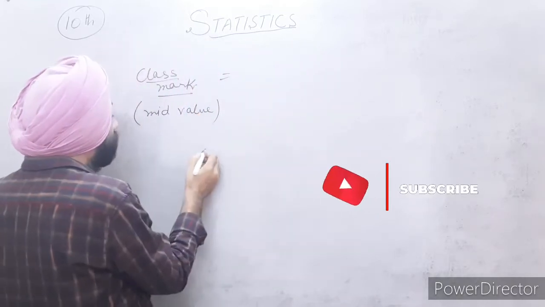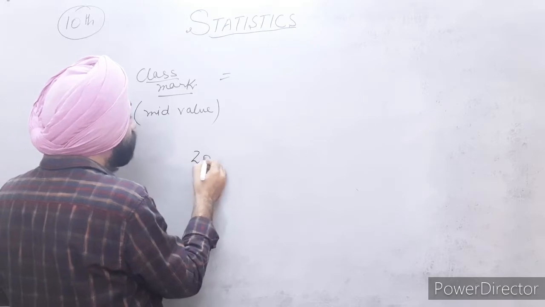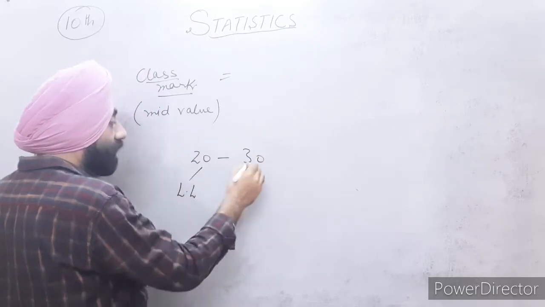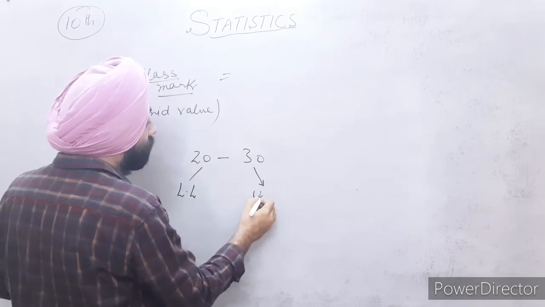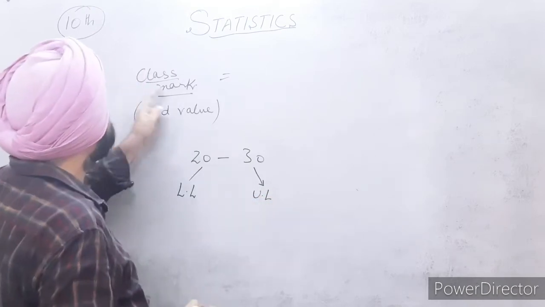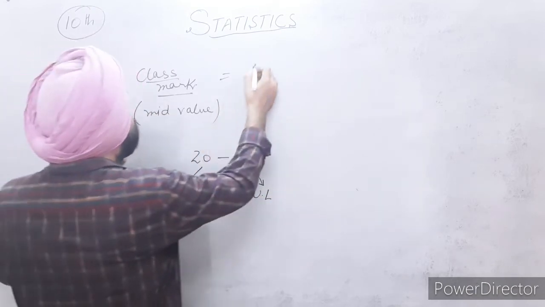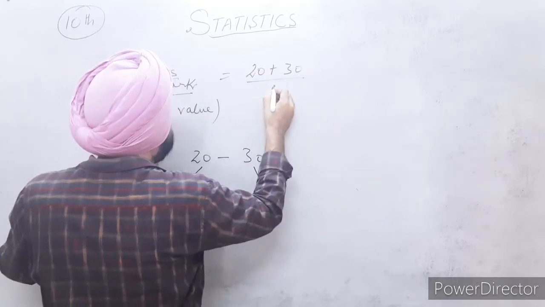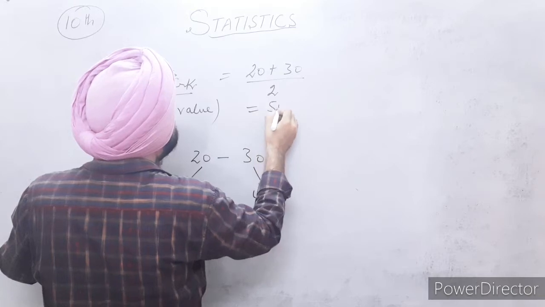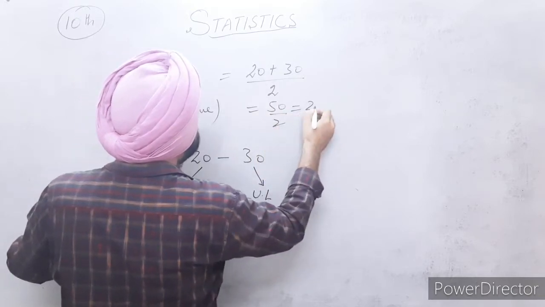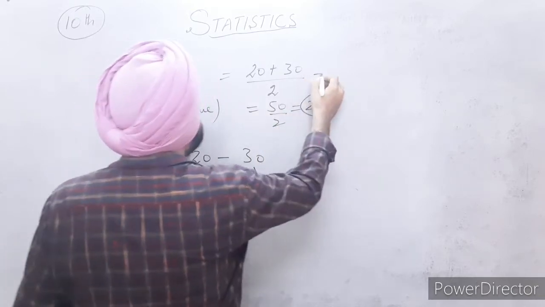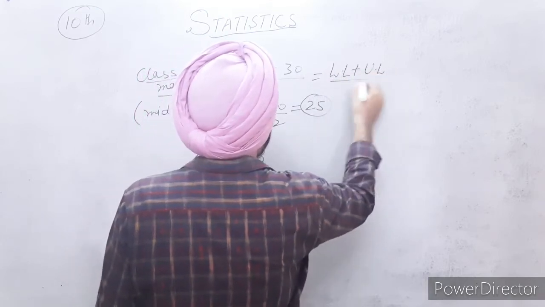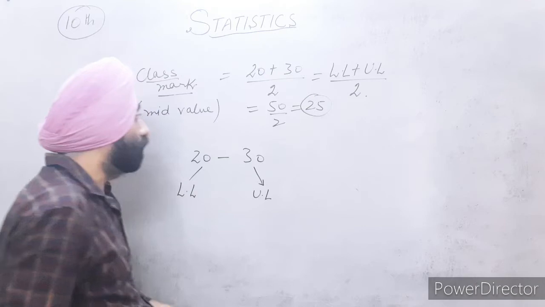Say our class interval is given as 20 to 30. So this is the lower limit of that class interval and this is the upper limit. So the class mark or the mid value will be 20 plus 30 divided by 2, that is 50 divided by 2. It comes out to be 25. This is lower limit plus upper limit divided by 2.